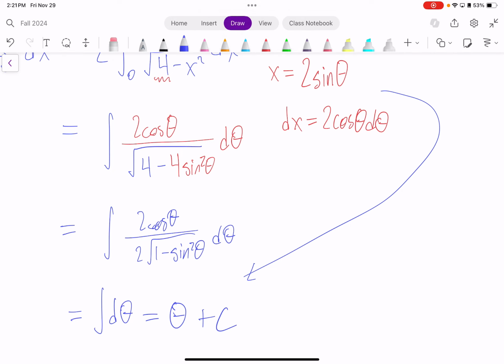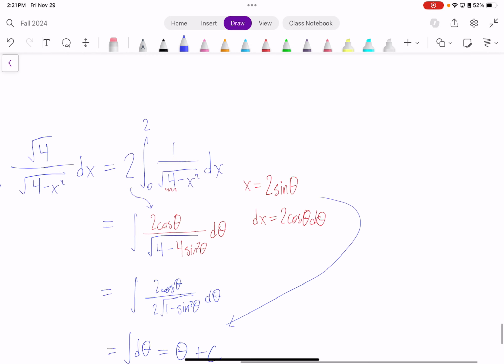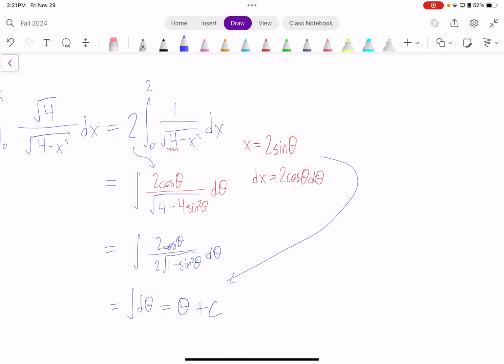Okay. Yes, quick question. Ah, that was my mistake. So I'm just going to put the 2 back in. That's my bad. But I shouldn't have pulled it out in the first place because it's going to cancel with something else.